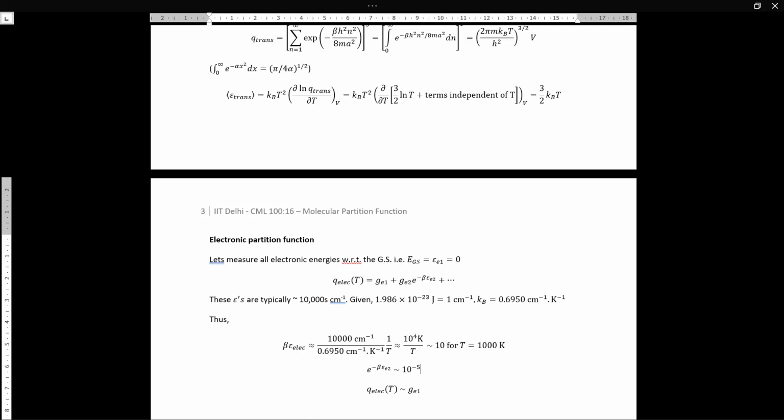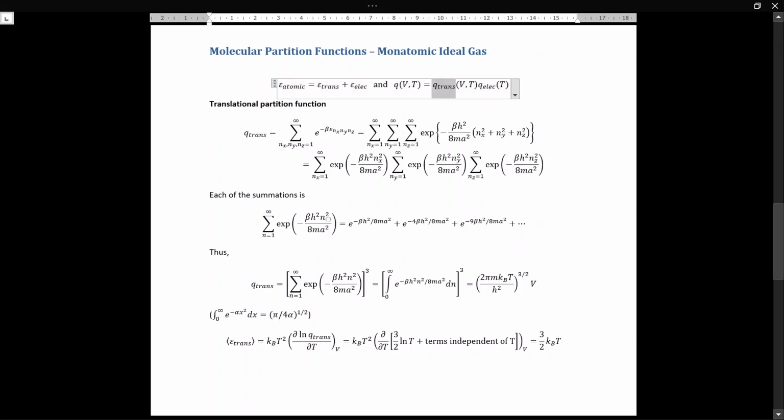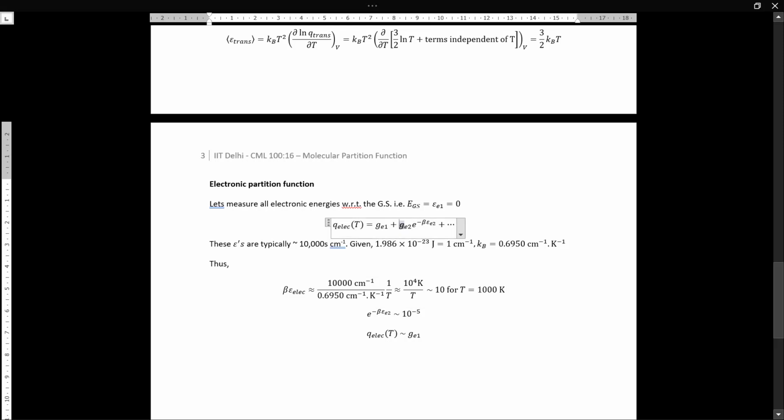So Q electronic is simply this fellow, and more often than not it's just one. So one doesn't really have to worry about including the electronic partition function over here. It's just Q translational which works out well. In certain cases, we'll not deal with those cases, but in certain cases where you have smaller values than tens of thousands, for atoms such as the halogens, for example, where you have a few hundreds of centimeter inverse energy gaps, then it makes sense to include at least the first excited state.